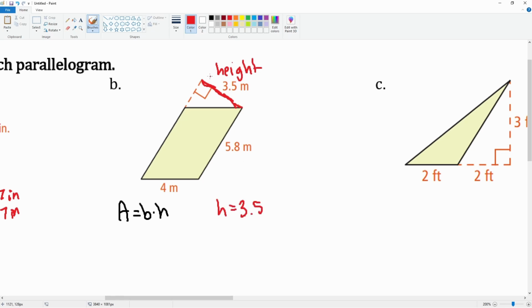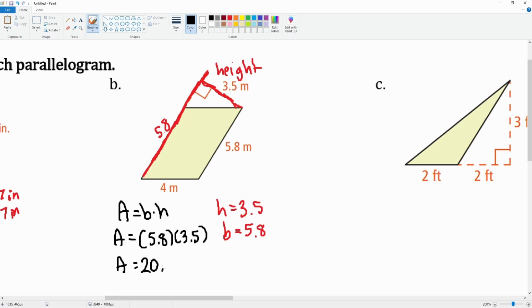The base is going to be perpendicular to it, so it would be this part. What is perpendicular to that is the base of 5.8, all right? So base is equal to 5.8. All right, so we plug it in. Area is equal to base, which is 5.8, and the height, which is 3.5. Area is equal to 5.8 times 3.5. That gets me an area of 20.3 meters squared.